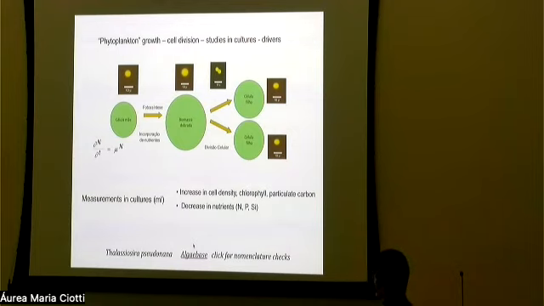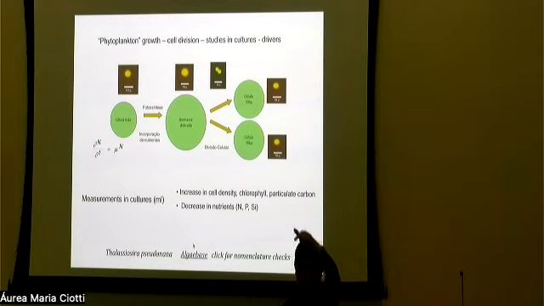So this is Thalassiosira pseudonana. Thalassiosira pseudonana is a centric diatom. You have something downstairs for experiments that is like a little, and this is, according to Colin, the average optical diatom.